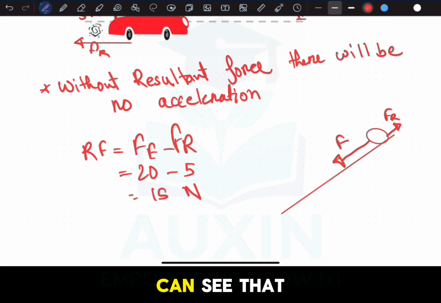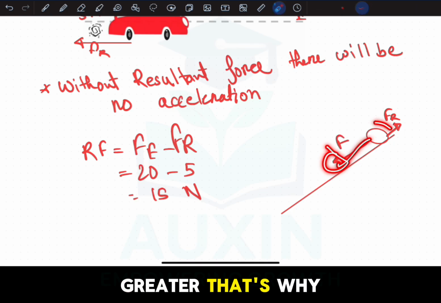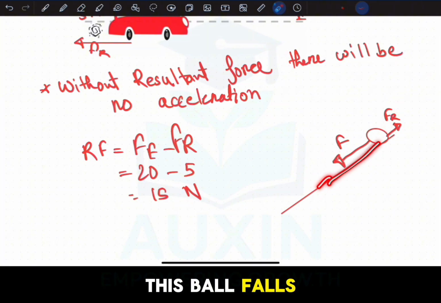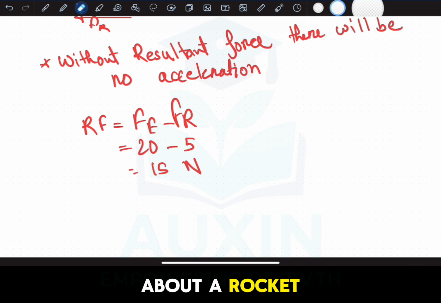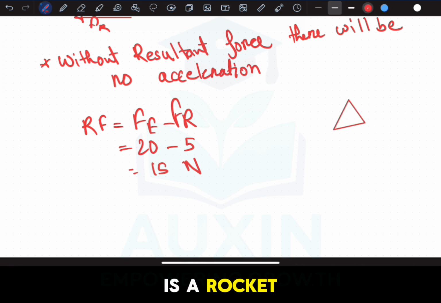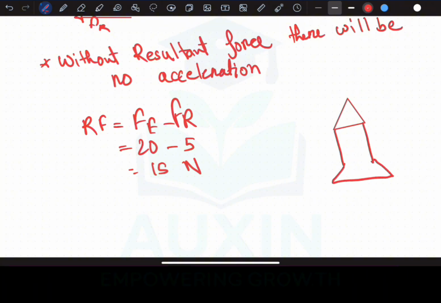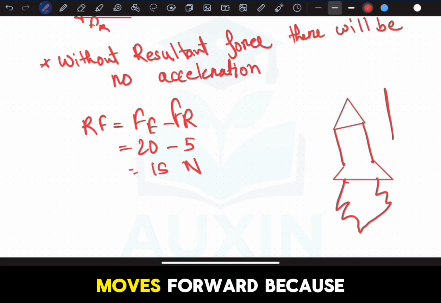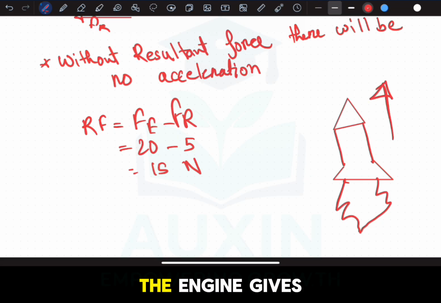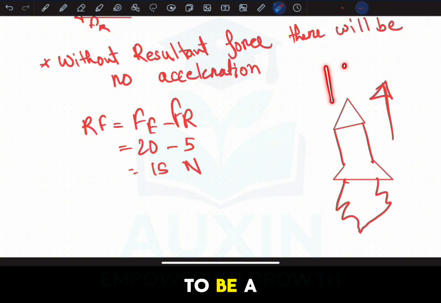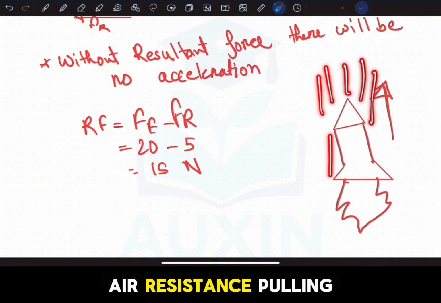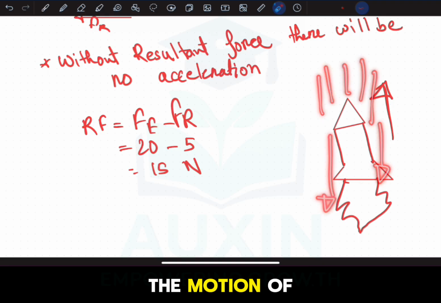Okay, so we can see that this force is greater, thus why this ball falls down the slope. Now if we talk about a rocket, let's say this is a rocket. This rocket also moves forward because the engine gives us a thrust force upwards, and there has to be an air resistance opposing the motion of the rocket.